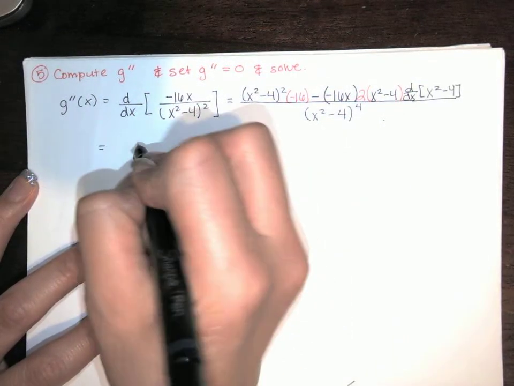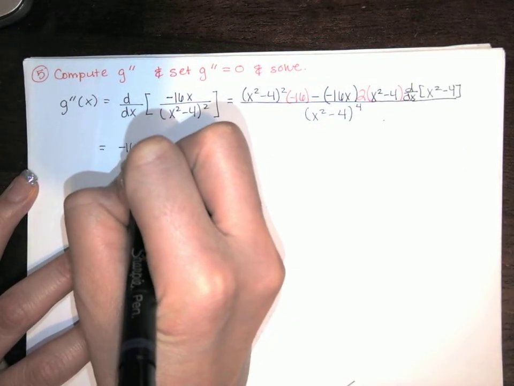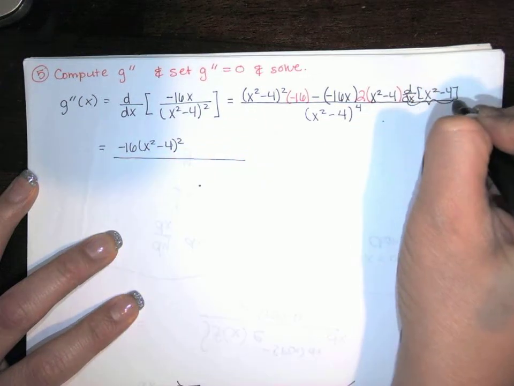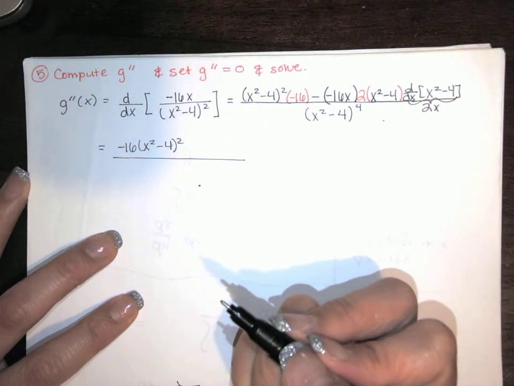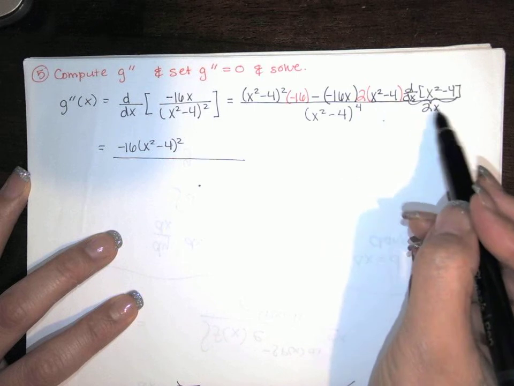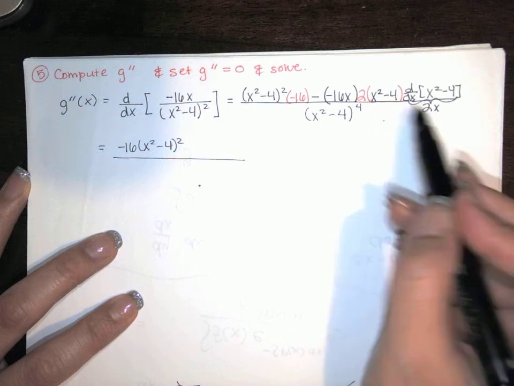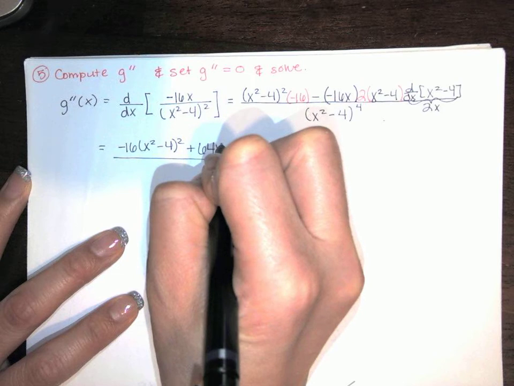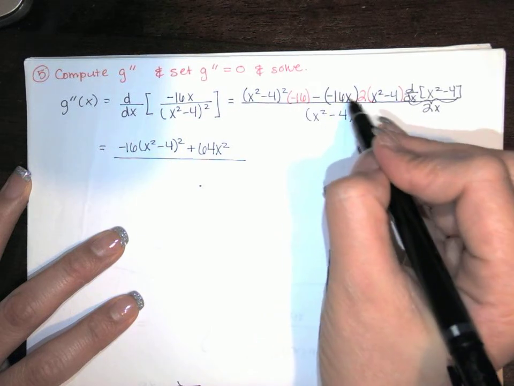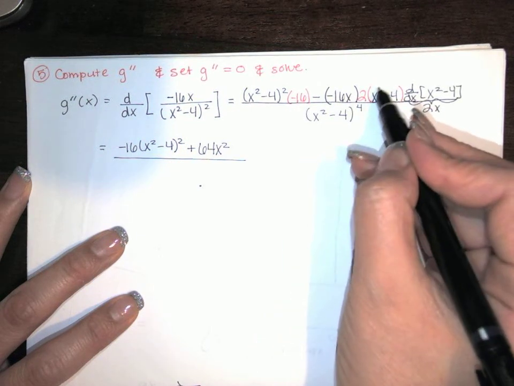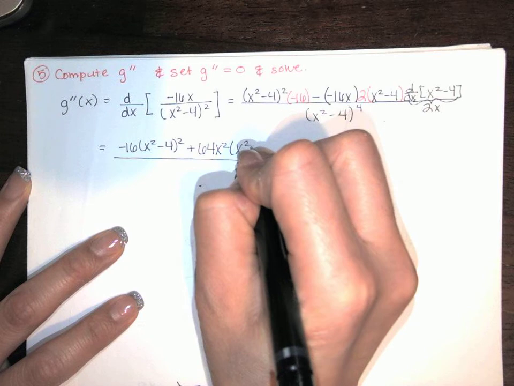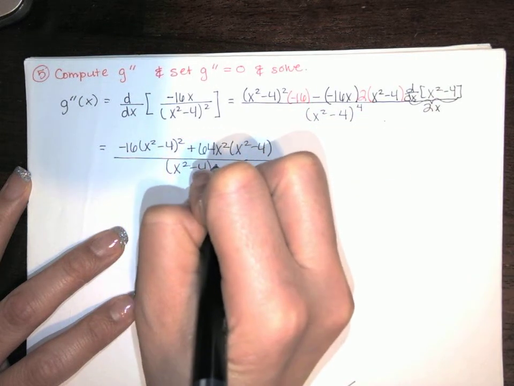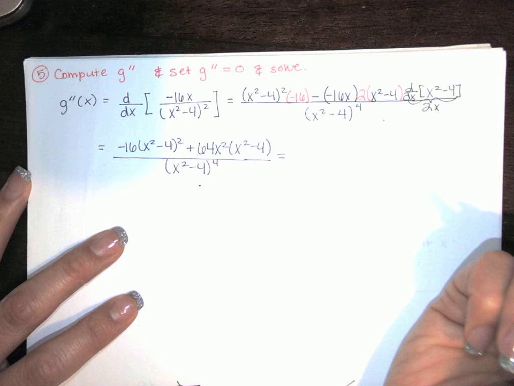So I'm going to clean it up a bit. I'll factor out that negative 16. Oops, and I guess I need to compute that. That's 2x. And now I've got a 2 times 2x is 4x, and 4x times 16x is 64x squared. I've taken care of that, I've taken care of that and that. The only thing that's left is that x squared minus 4. And this is all divided by x squared minus 4 to the 4th. Okay.